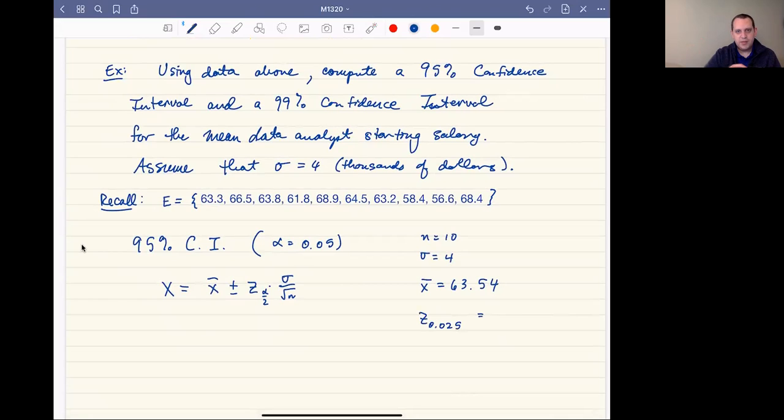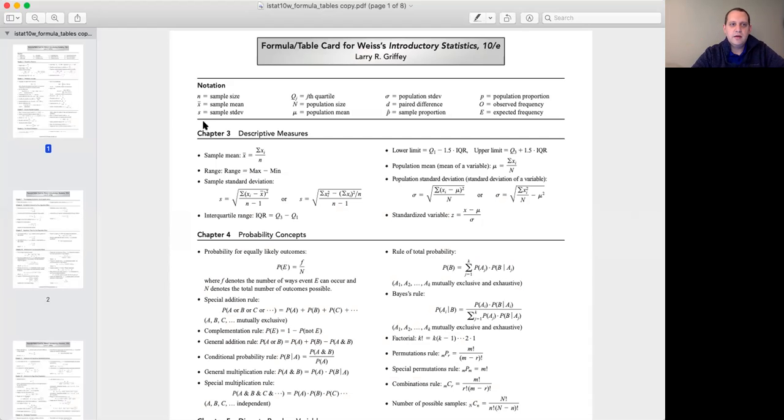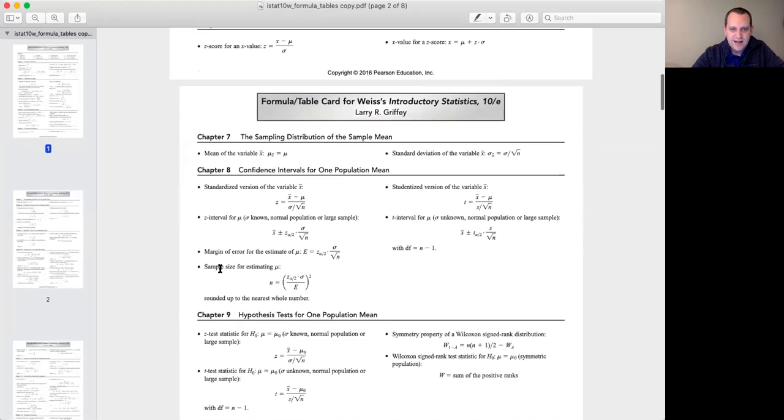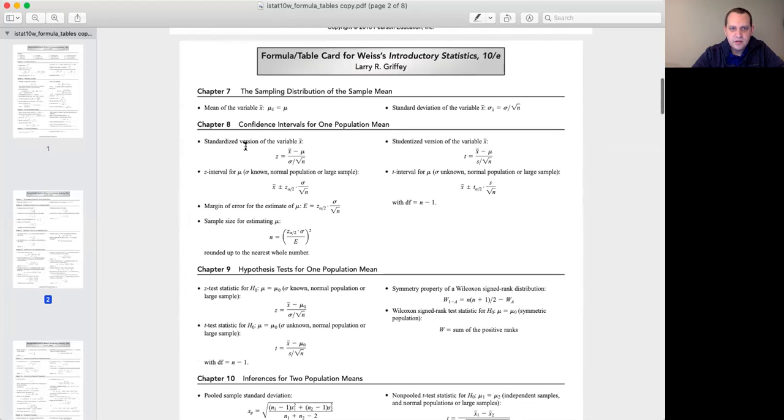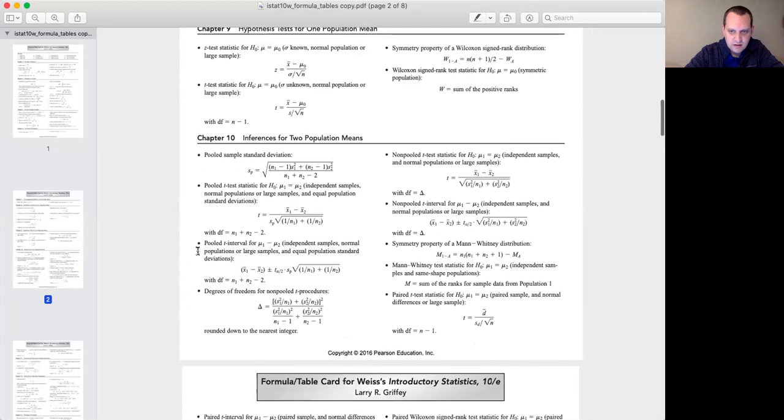So I'm going to pull up the handouts here. Let me show you that. You should be able to see the handouts now. We're going to jump down to chapter 8. This is the standardized version, what we were just talking about. This is really the flip side of what we did before, when we solved for x. This is the confidence interval formula that we just derived. We'll talk about the other stuff later.